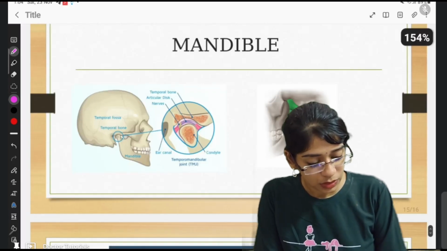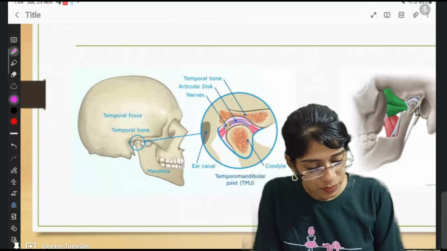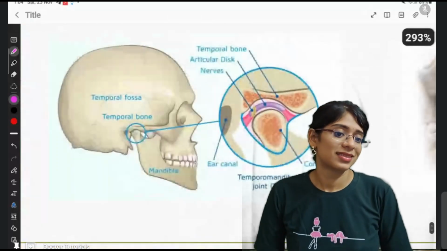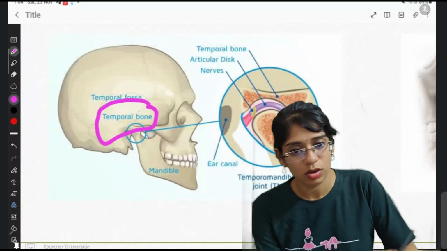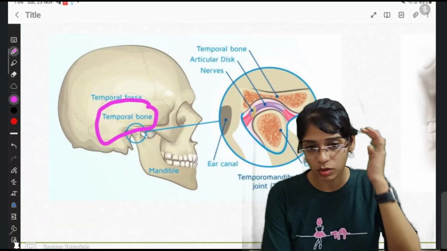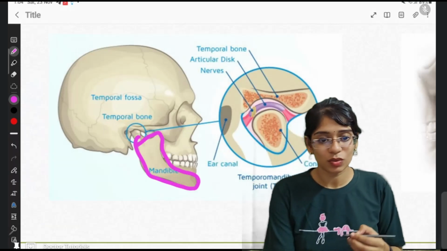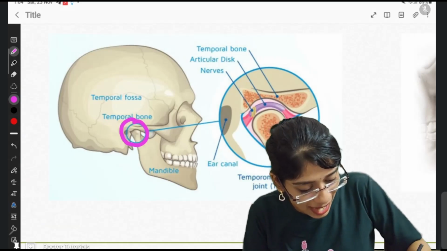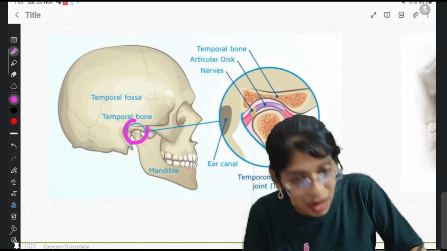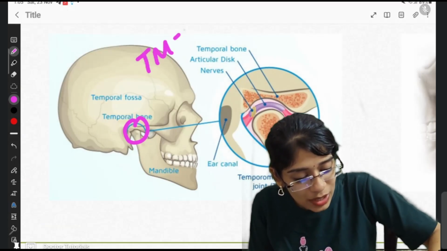Now, a little bit about the temporomandibular joint. Look at this skull here. You know that this is the temporal bone. And you know that this is the mandible. That also you know. Now, between the temporal bone and the mandible, this part here is called the temporomandibular joint.